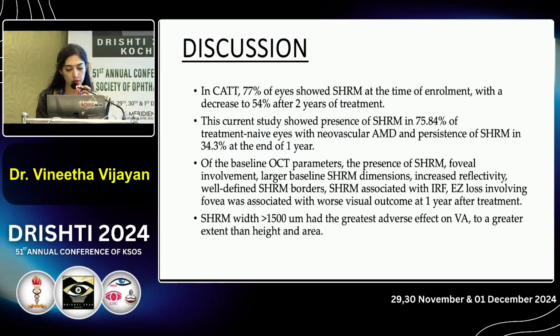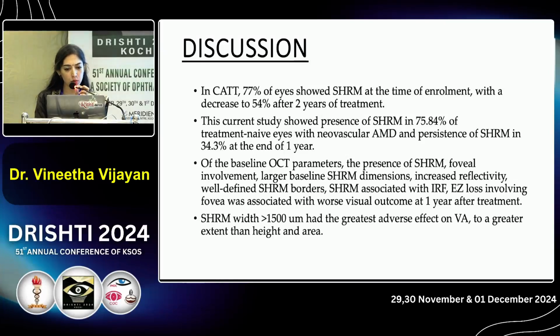Coming on to the discussion, in the CATT analysis, 77% of the eyes showed SHRM at the time of enrollment, with a decrease to 54% after 2 years of treatment. So this current study showed the presence of SHRM in 75.84% of treatment-naive eyes with NAMD and persistence of SHRM in 34.3% at the end of the year.